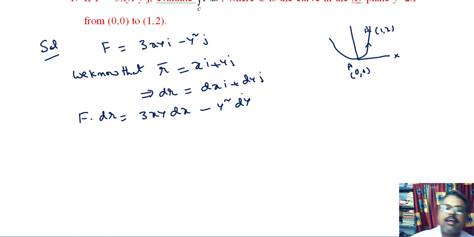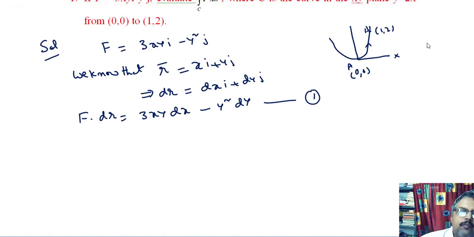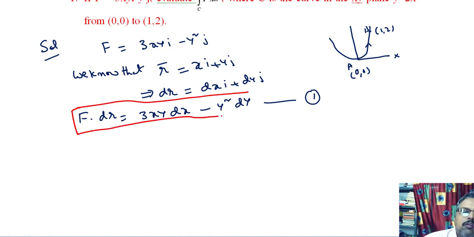This is F dot dr. Okay, this is the important result. The first result is this one, F dot dr. I will take another color because this one is important.